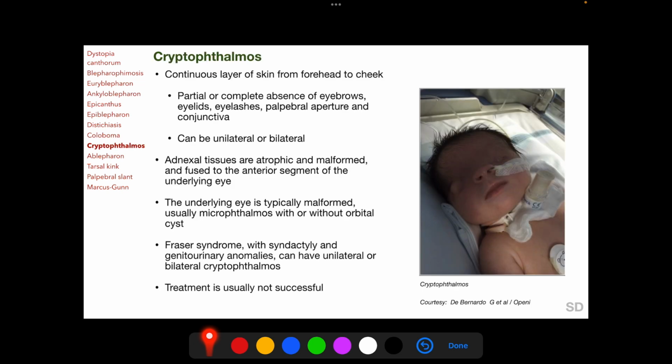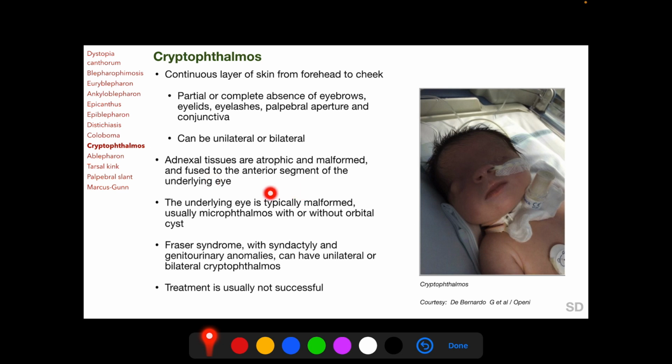In cryptophthalmos, we find a continuous layer of skin from the forehead to the cheek, and cryptophthalmos can be partial or complete with absence of eyebrows, eyelids, eyelashes, palpebral aperture and the conjunctiva. Cryptophthalmos can be a unilateral or bilateral condition, so we find a continuous layer of skin extending from the forehead to the cheek. Adnexal tissues such as the skin overlying the globe are atrophic and malformed and are fused to the anterior segment of the underlying eye.